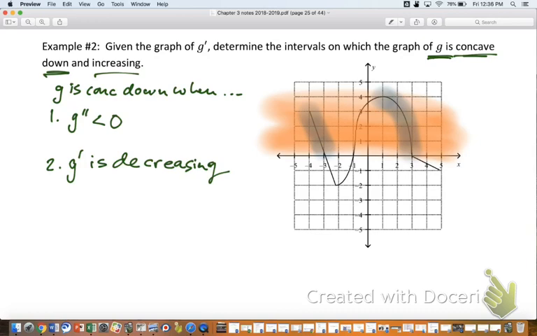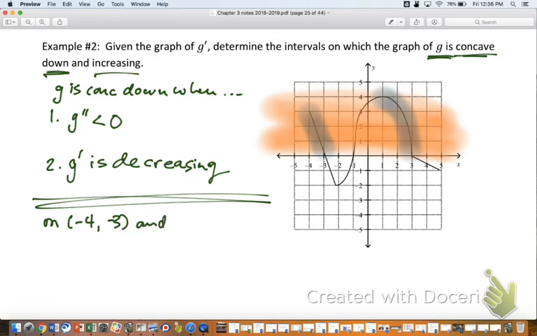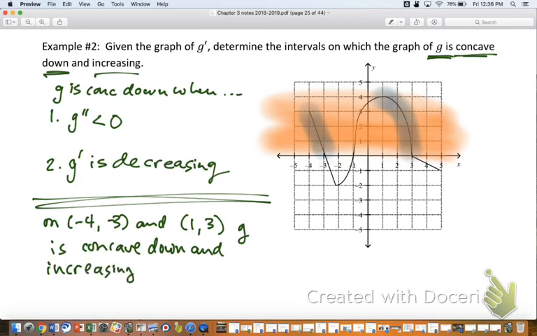So wherever the blue and the orange overlap each other, that would be wherever I have a graph of G that is concave down and increasing. So I could mention those intervals and say the interval from -4 to -3 and 1 to 3, G is concave down and increasing. And we'll always do our justifyings in here, so I'm going to put because. How would you guys fill in the because part of this one if we gave a reason?